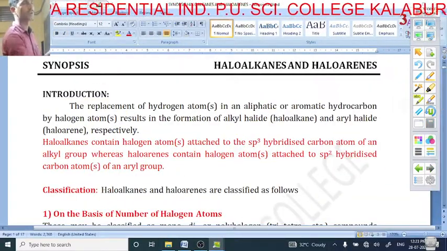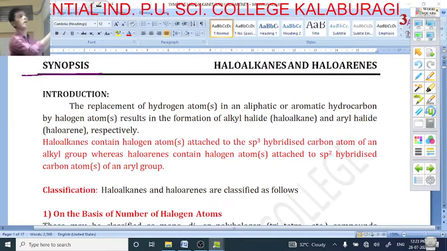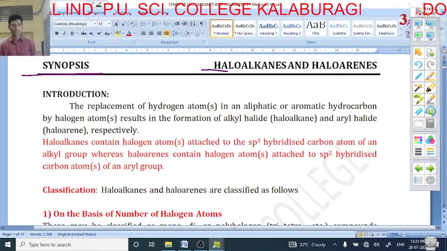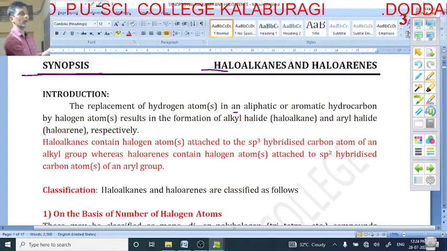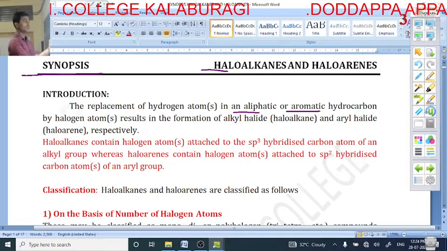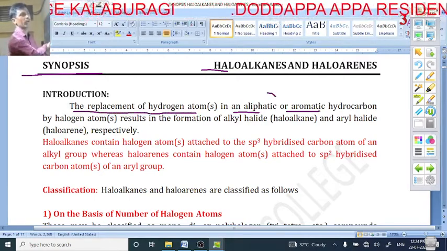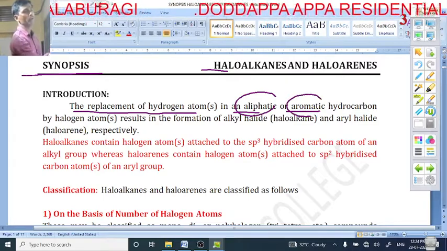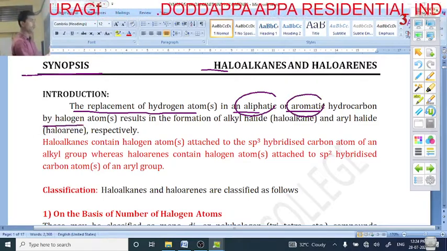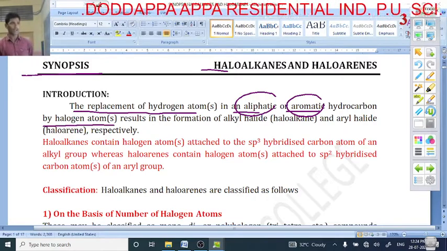Haloalkanes. What are haloalkanes? Now I am discussing the synopsis. Haloalkanes are aliphatic or aromatic hydrocarbons. These are formed by the replacement of a hydrogen atom of an aliphatic or aromatic hydrocarbon by a halogen atom. It results in haloalkanes and haloarenes.